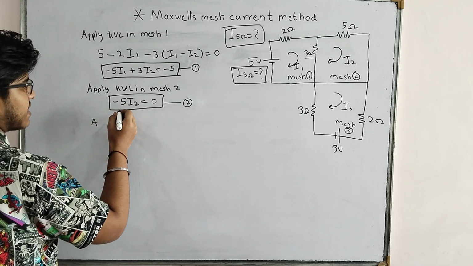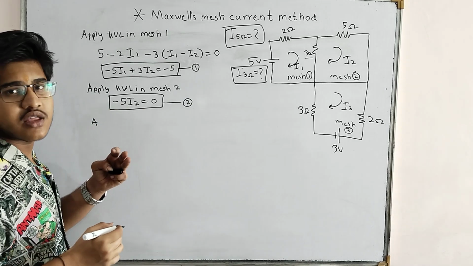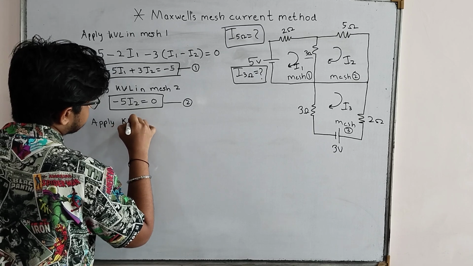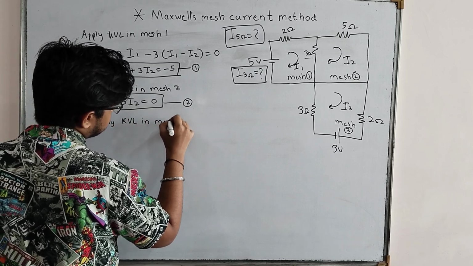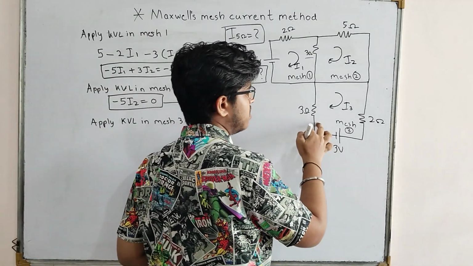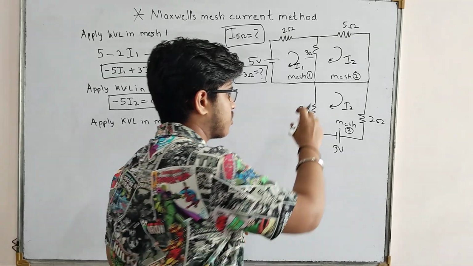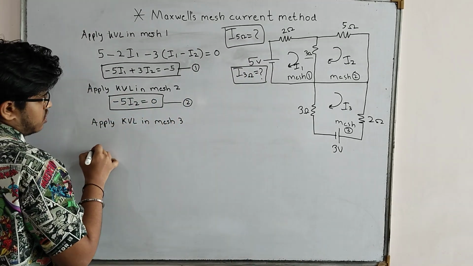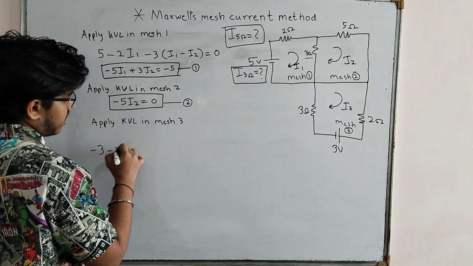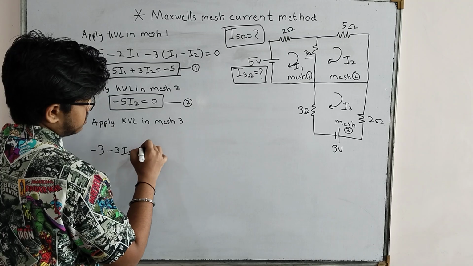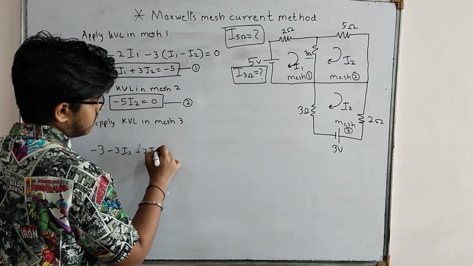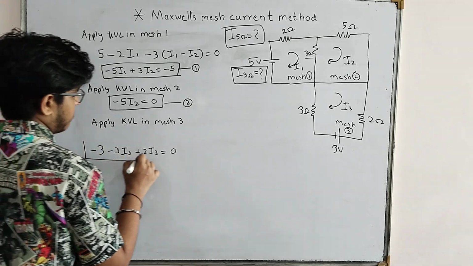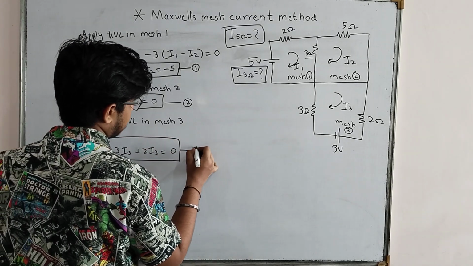Though we can directly calculate its answer, I2 is 0, we will still consider 3 variables, 3 unknowns, and we can easily solve it on a scientific calculator. Now apply KVL in mesh 3. This is my mesh 3. In mesh 3 again our core direction is clockwise, but the voltage source seems to be opposing it, so we will have a negative sign on the voltage source. So it will be minus 3 minus 3 times I3 plus again minus 2 times I3 is 0. This is one more equation. I will name it equation number 3.